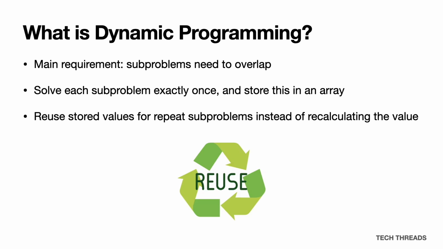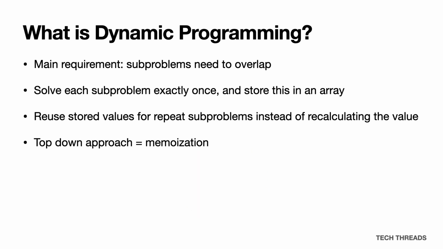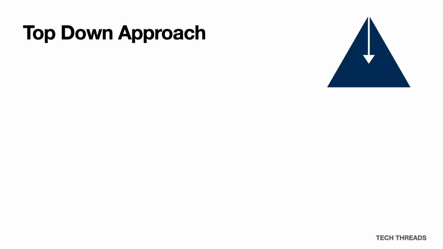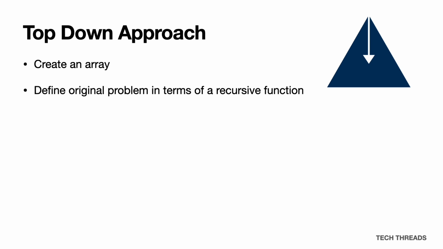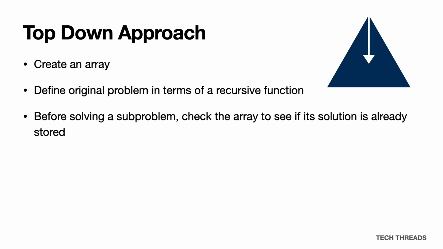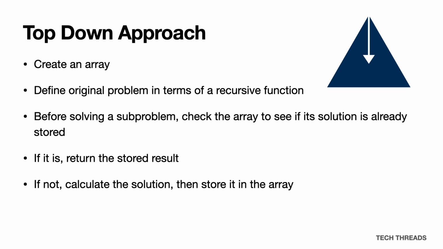There are two types of dynamic programming: the top-down approach, also known as memoization, and the bottom-up approach, also known as tabulation. Starting with a top-down approach, create an array to store the results of the sub-problems, and then define the original problem in terms of a recursive function that breaks it down into smaller sub-problems. Before you solve each sub-problem, you check the array to see if its result is stored there. If it is, you return the result in order to avoid redundant calculations. Otherwise, compute its result, store that in an array for future use, and then return it.